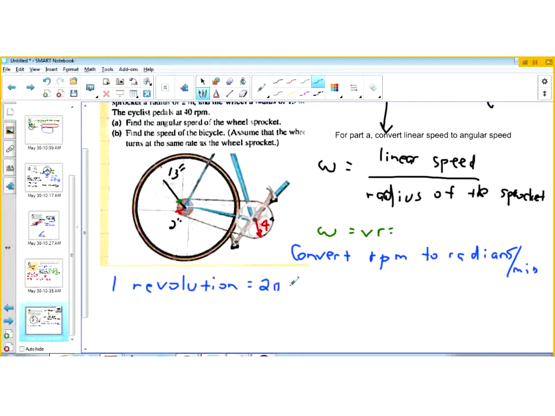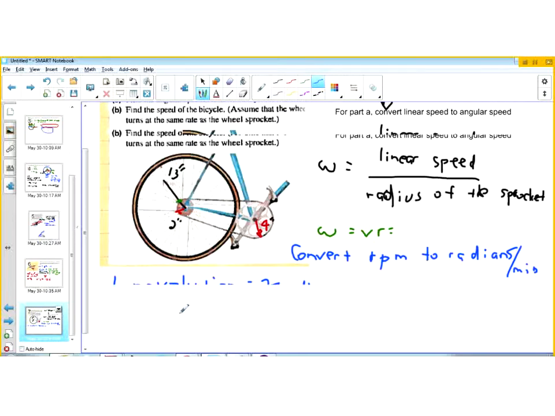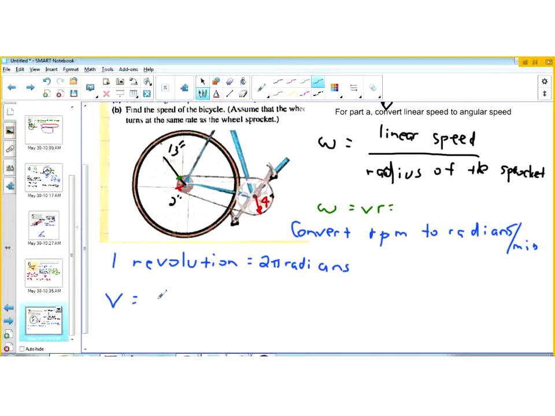Okay, so there's your conversion. 1 revolution equals 2 pi radians for the sprocket. All right, so that means that our linear speed, so v, would equal 40 revolutions per minute times 2 pi radians per revolution. Okay, and let's see what else.